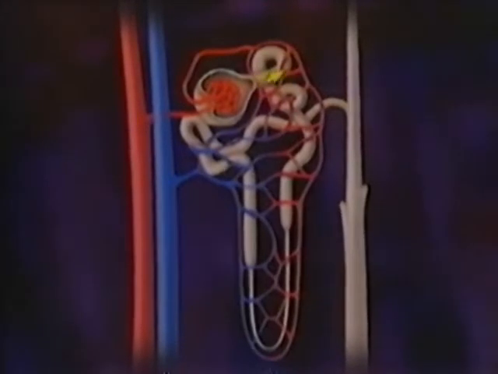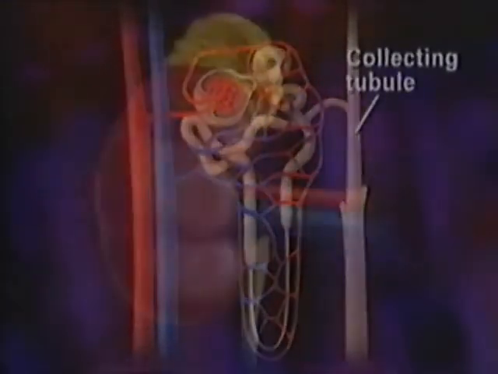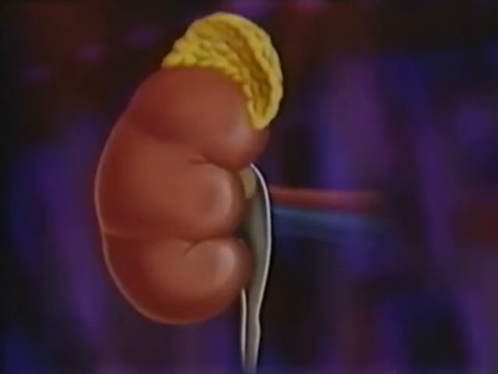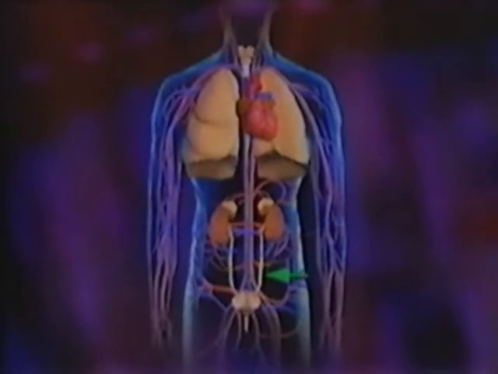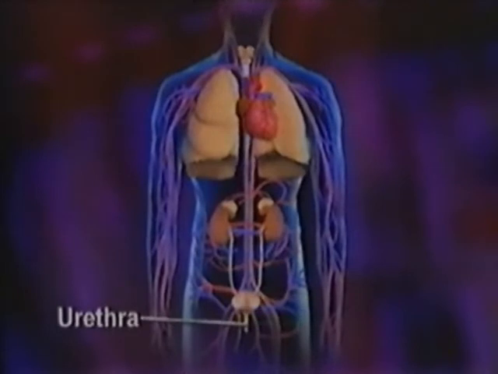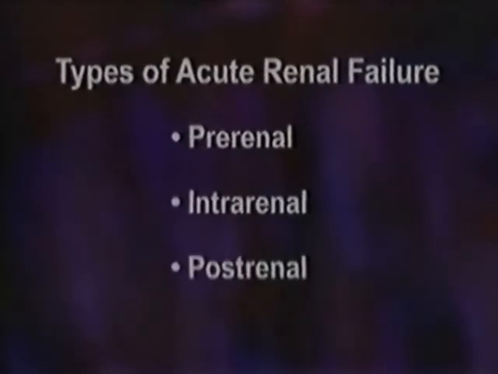After urine is formed through glomerular filtration and tubular reabsorption and secretion, it enters the collecting tubule. Eventually, urine moves to the ureters. These muscular tubes transport urine to the bladder, where it's stored until it's expelled through the urethra during urination. Acute renal failure may be prerenal, intrarenal, or postrenal. Each type of renal failure is produced by a problem in a different part of the renal system.